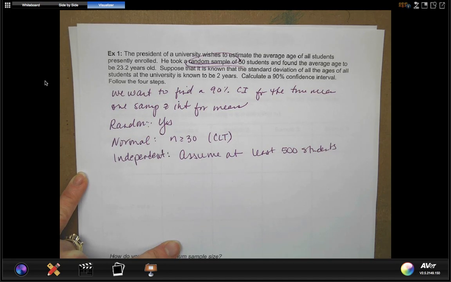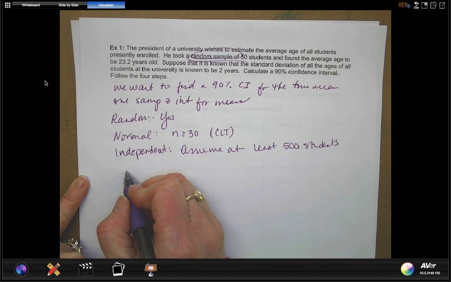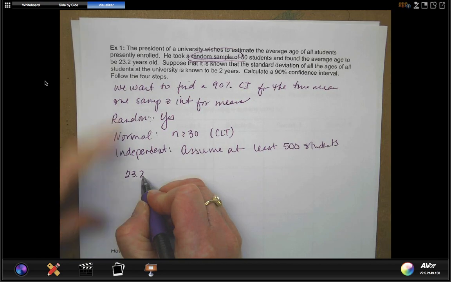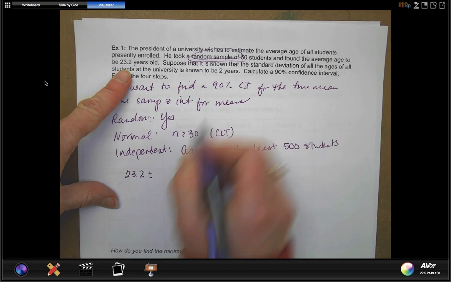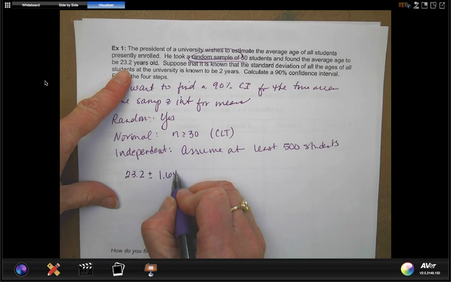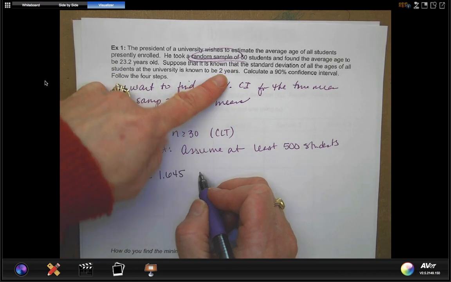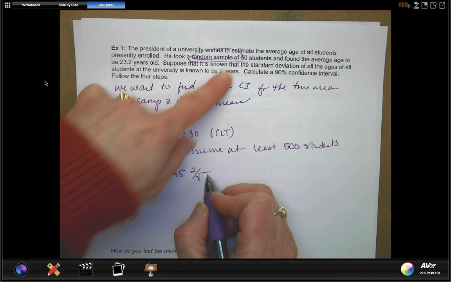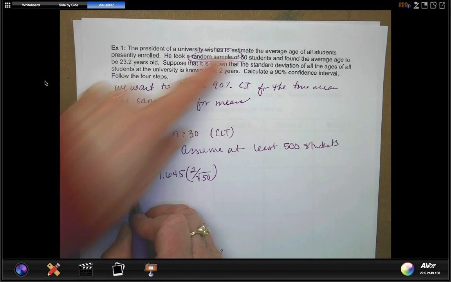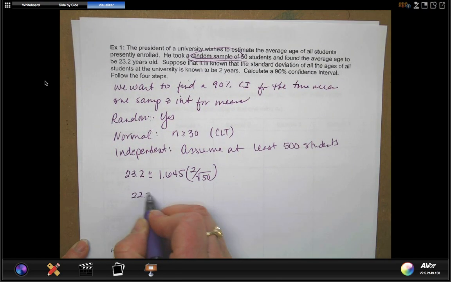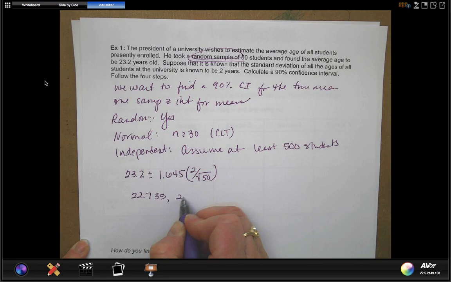students. All right, if I wanted to do this using the formula, I'd have my statistic, in this case the x bar, plus or minus the critical value if I'm doing 90%, 1.645, times the standard deviation of the population over the square root of the sample size. Okay, if we do that math, you get this answer right here.